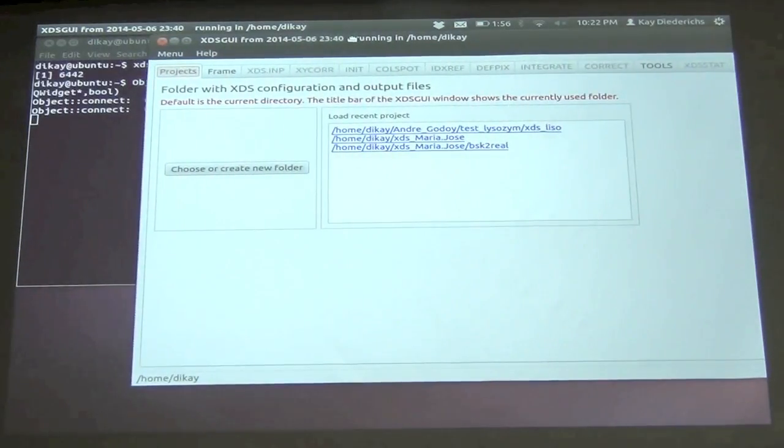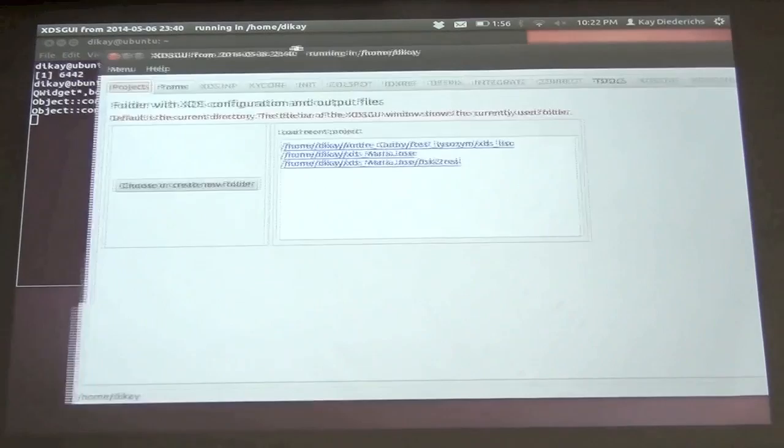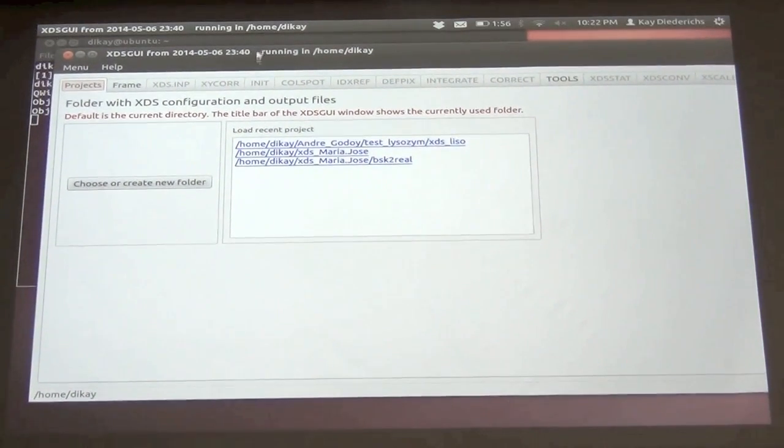Okay, XDS GUI, very simple. We should always also be looking at the console because some things are just written to the console. For example, if I run pointless from the GUI, its output will still be written to the console.